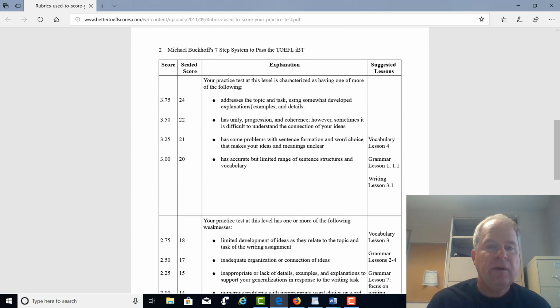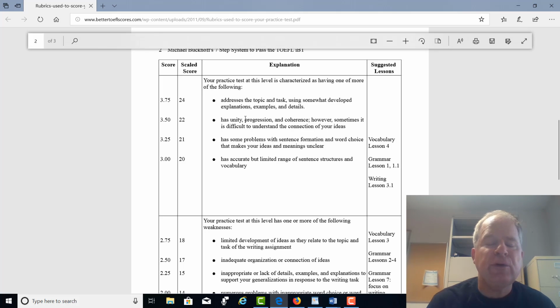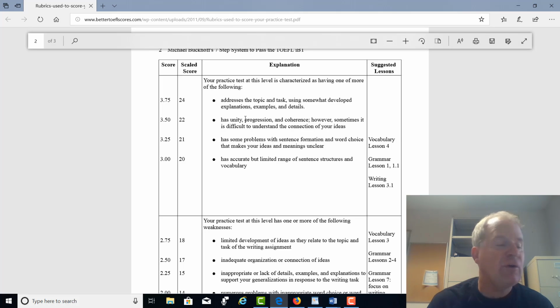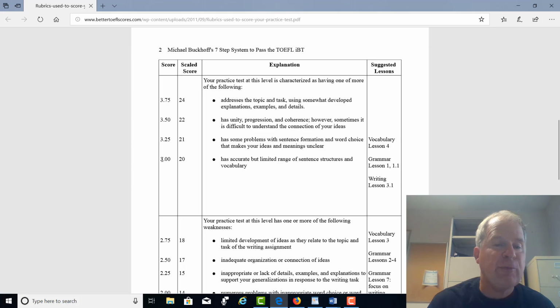So it says, has some problems with sentence formation and word choice that makes your ideas and meaning unclear. Has accurate but limited range of sentence structures and vocabulary. So unfortunately, your organization could be a little better also, but the main thing here is your language use, your vocabulary, and your grammar problems. This is where you want to focus a lot of your study in my class. Okay, so I'm going to put you at about 3.0 out of 5.